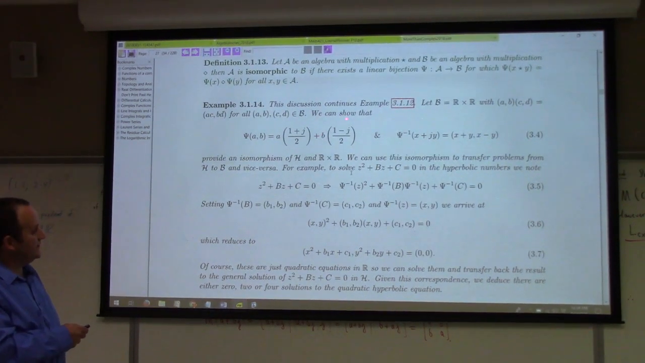And the isomorphism actually is given by the following formula. Psi of (a, b) is equal to a times (1 plus j) plus b times (1 minus j), over 2, and here's the inverse map. All right.